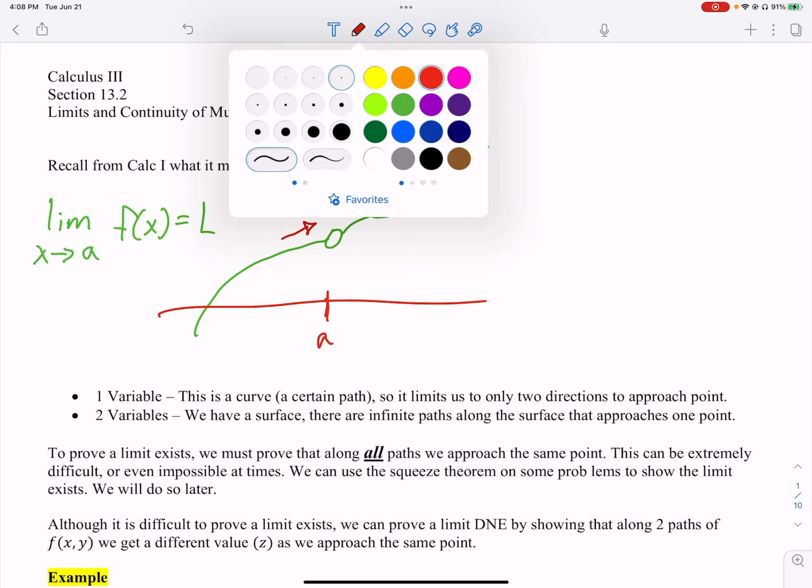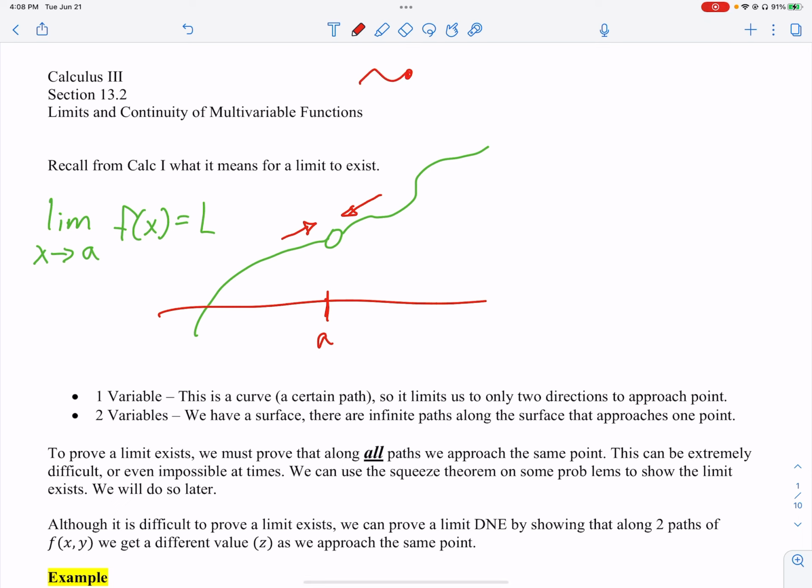If we had some other function, let me just draw a picture up here. If I had something like this, one side would be approaching that big value up there, and this would be on the lower value, meaning the limit would not exist. That's great here for 2 dimensions. Now imagine we have that path. There's no other way to travel on that green path. We only have 2 directions.